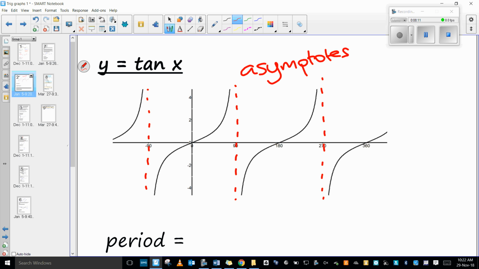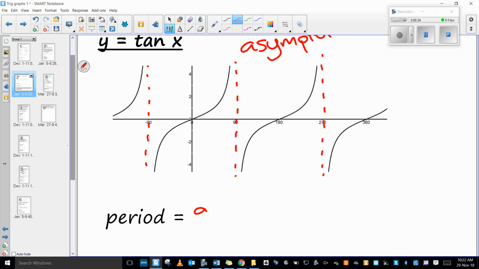And so the tan graph looks a bit squiggly. Hopefully you can see how it repeats though. How long does it take to complete one cycle here? 180, yes. Because we're going from essentially -90 to 90, our period is 180.